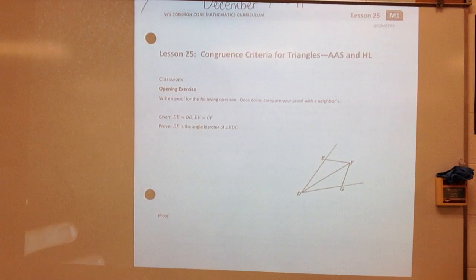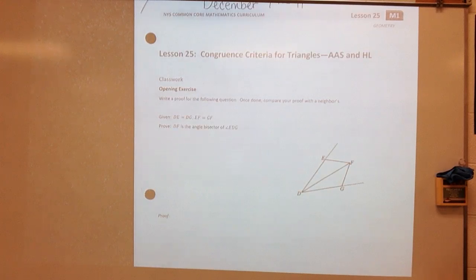It says, write a proof for the following question. Once done, compare your proof with a neighbor. Well, obviously you don't have a neighbor. If you do have a neighbor in geometry class, then go ahead and compare that. But we're not in class, so we're just going to look at this.